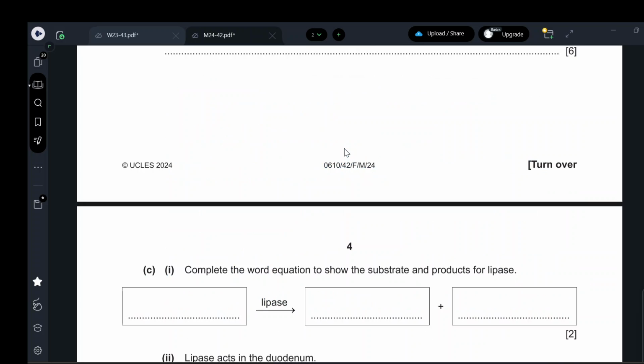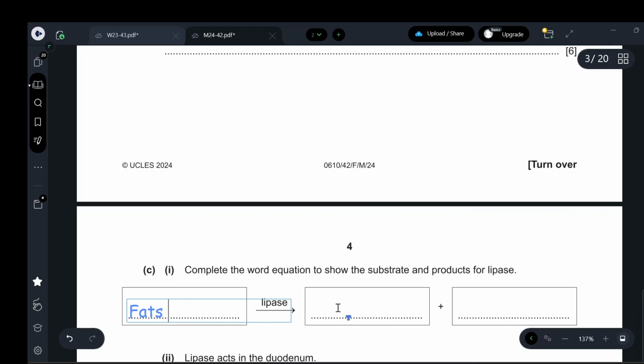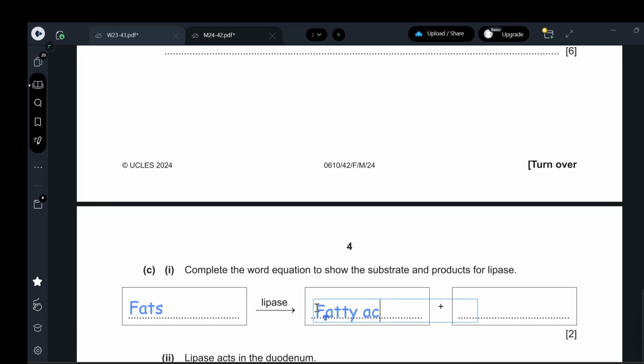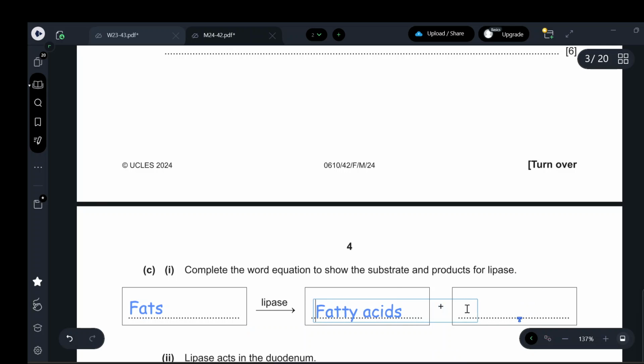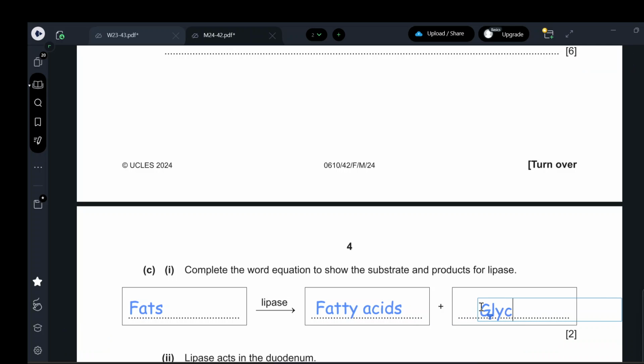Complete the word equation to show the substrate and the products for lipase. The substrate for lipase is fats, of course, and it breaks it down into fatty acids, which lower the pH when they are produced, and glycerol. Fatty acids and glycerol. Okay.